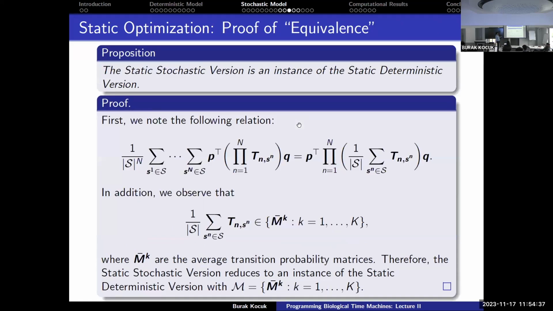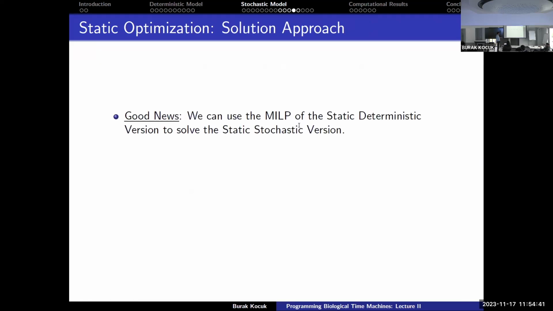So that's the main idea of the proof. Expectation is linear. Okay, so that's sort of good news because I know how to solve the deterministic problem, and now I have a stochastic problem, which can be used to do it. But there's something I'm hiding. There's a catch.